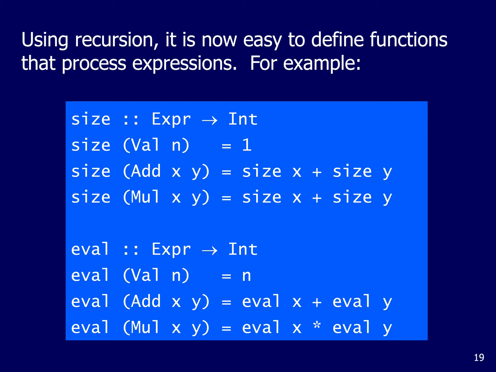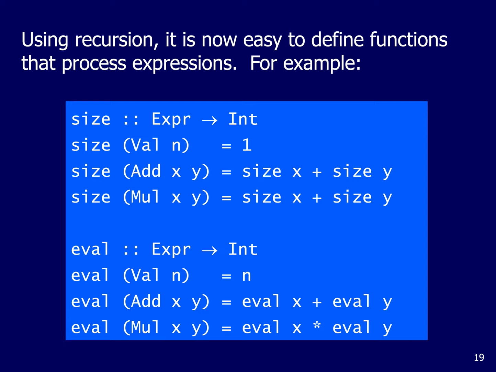Well, again, it's defined recursively by using pattern matching. If you evaluate a value n, you just give back the integer n, you get rid of the tag, you get rid of the constructor val. If you evaluate an addition of two sub-expressions x and y, you evaluate the first one, that will give you an integer, evaluate the second one, that will give you an integer, and then you just add them together. It's extremely simple. And it's similar in the multiply case, you evaluate x, you evaluate y, and then you multiply the two things together.